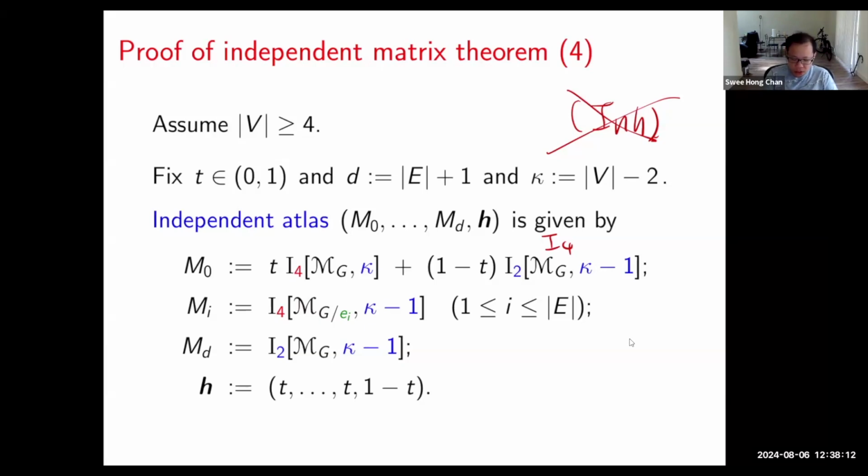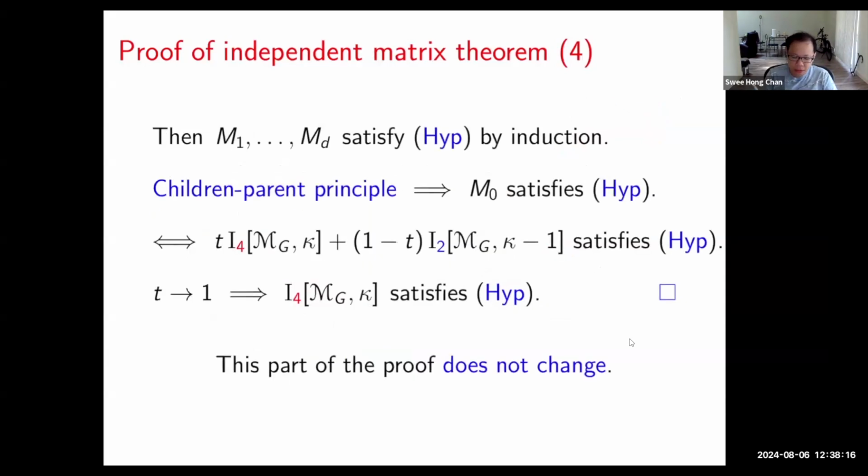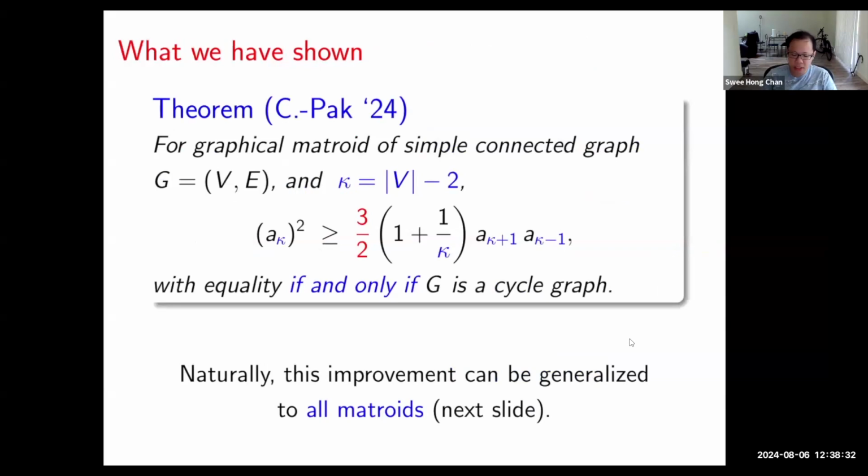Depending on the situation, some of them you choose I4, some of them you choose I2, but the rest of the proof is the same. By induction, all of the children satisfy the hyperbolic property. Then you take t goes to 1. Then finally, you get the conclusion that your matrix satisfies the hyperbolic property. And after that, you put in all the calculations. In the end, you get the Mason 4 for the graphical case. Okay.